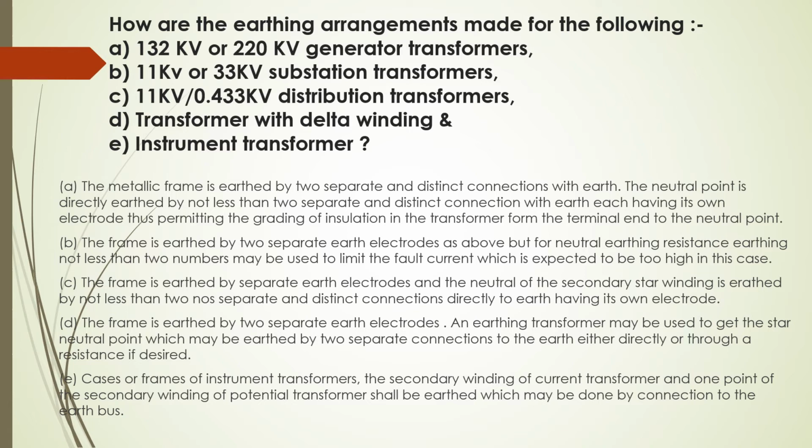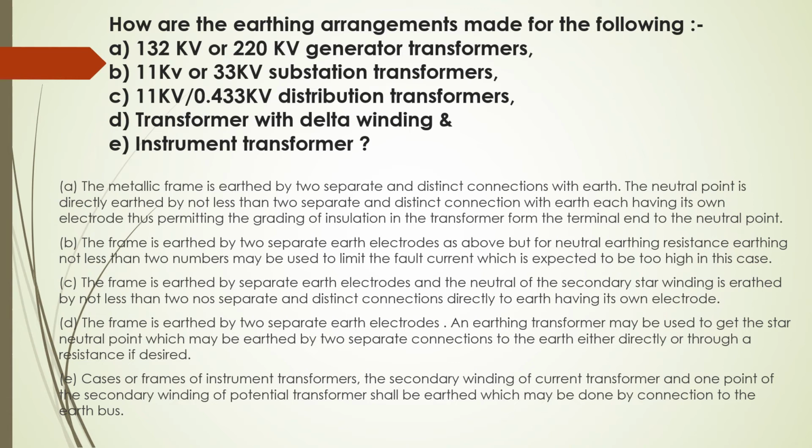The neutral point is directly earthed by not less than two separate and distinct connections with the earth, each having its own electrode, thus permitting the grading of insulation in the transformer from the terminal end to the neutral point. In case of 11 kV or 33 kV substation transformer, the frame is earthed by two separate earth electrodes as above, but neutral earthing resistance, not less than two in number, may be used to limit the fault current which is expected to be too high in this case.